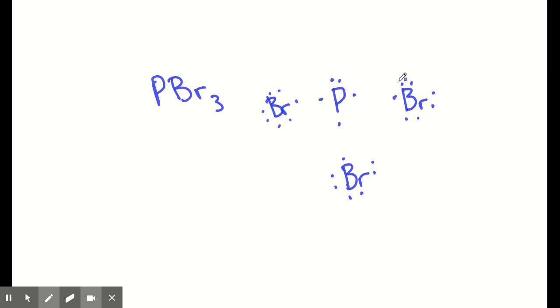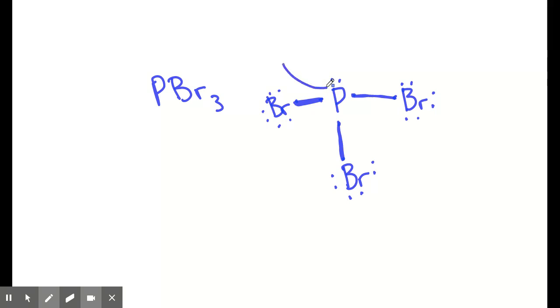Okay, so each bromine has 7. It needs 1 more to be satisfied, so it's going to bond with one of the electrons on this phosphorus. Same thing down here. This one needs 1, so we're going to bond to that phosphorus. Same thing here. So what we have here is 1 lone pair left over.